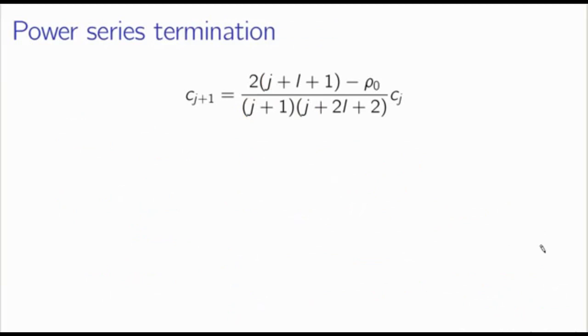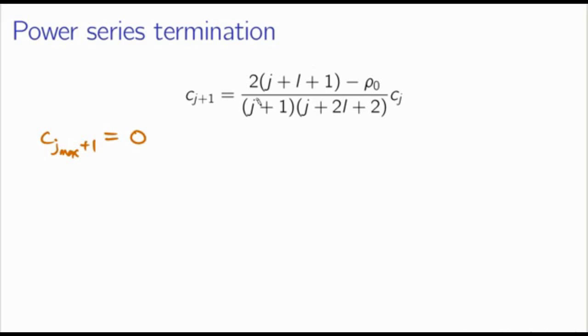What does termination look like for this power series? Well, it means that there's going to be some c sub j max plus 1, the power series coefficient one higher than the maximum power of j, that is going to be equal to 0. Once that's true, all the subsequent even higher powers are also going to be 0, since c sub j max plus 2 is just given in terms of c sub j max plus 1.